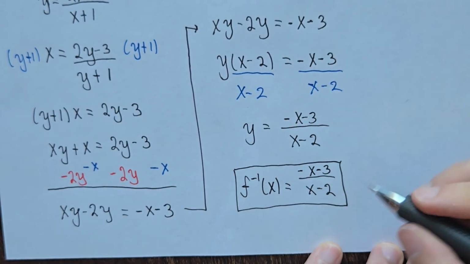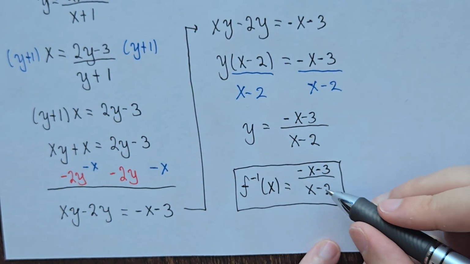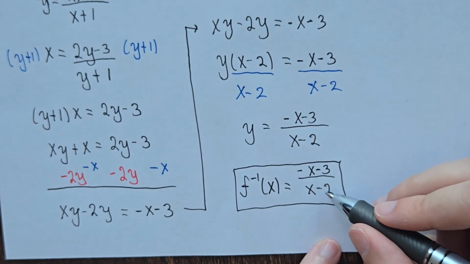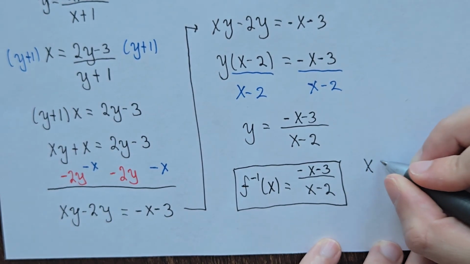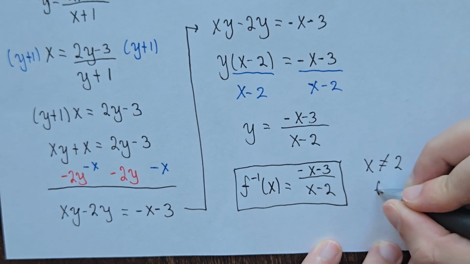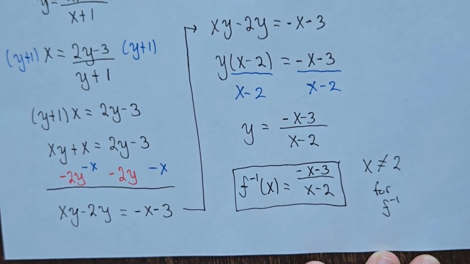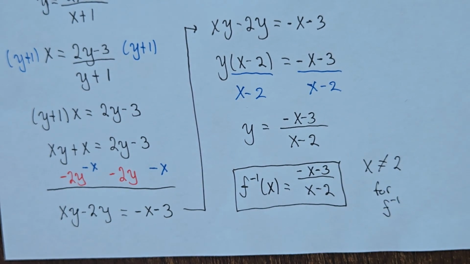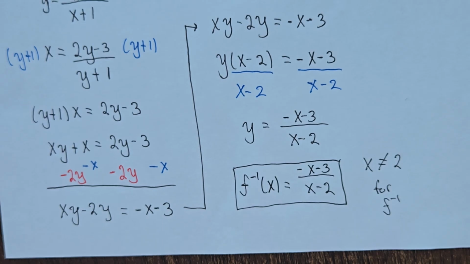Now again, we might want to note the domain restriction here because we can't divide by 0, so that means x cannot be equal to 2. So we'll say x cannot be equal to 2 for f inverse. All right, wonderful. Again, that was the more complicated one out of the inverse functions that we found so far. But if you feel confident with that one and the other ones that we've done, you should feel confident solving for inverses in general.